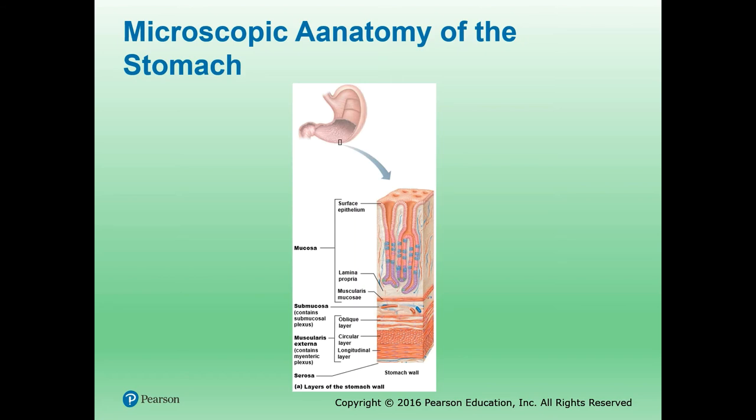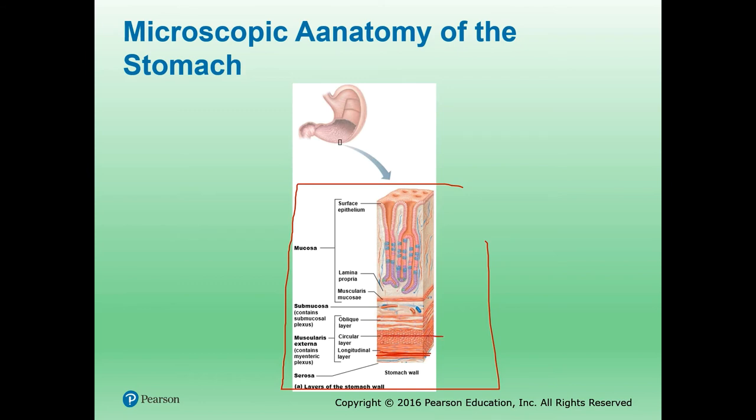By the way, it's called the pyloric sphincter because that region of the stomach is called the pylorus, in that distal aspect of the stomach. So what does the microscopic lining of the stomach look like? Well, it's this right here. Okay, so we have a longitudinal layer of muscle.